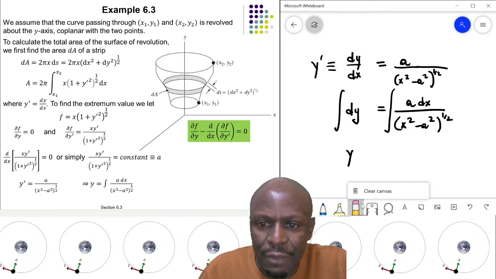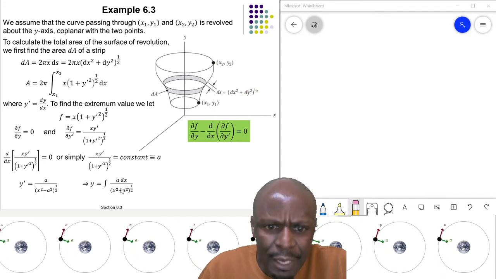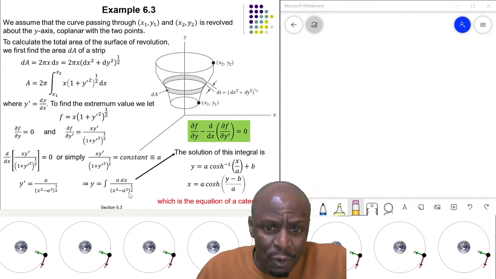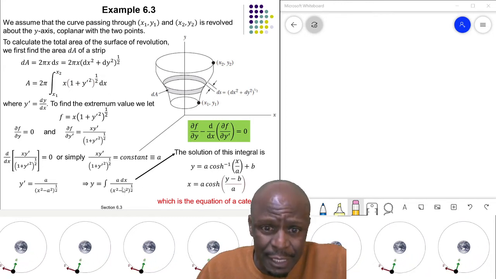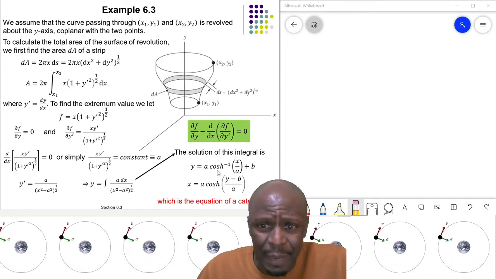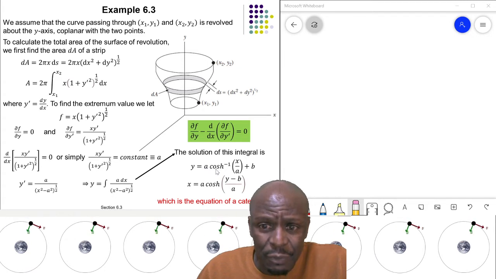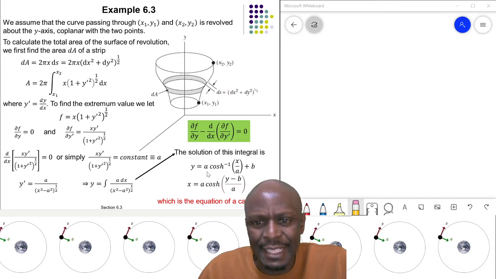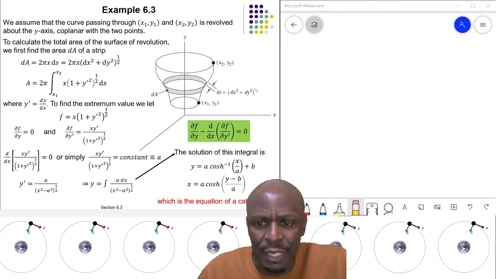Right. Now, if you do that integration, of course, from the table of integration, you can see that this is just going to be given by the hyperbolic function, the cosh. Now the y is just going to be given by this, and then the x will just be given by this. And this is nothing else but the equation of the catenary.